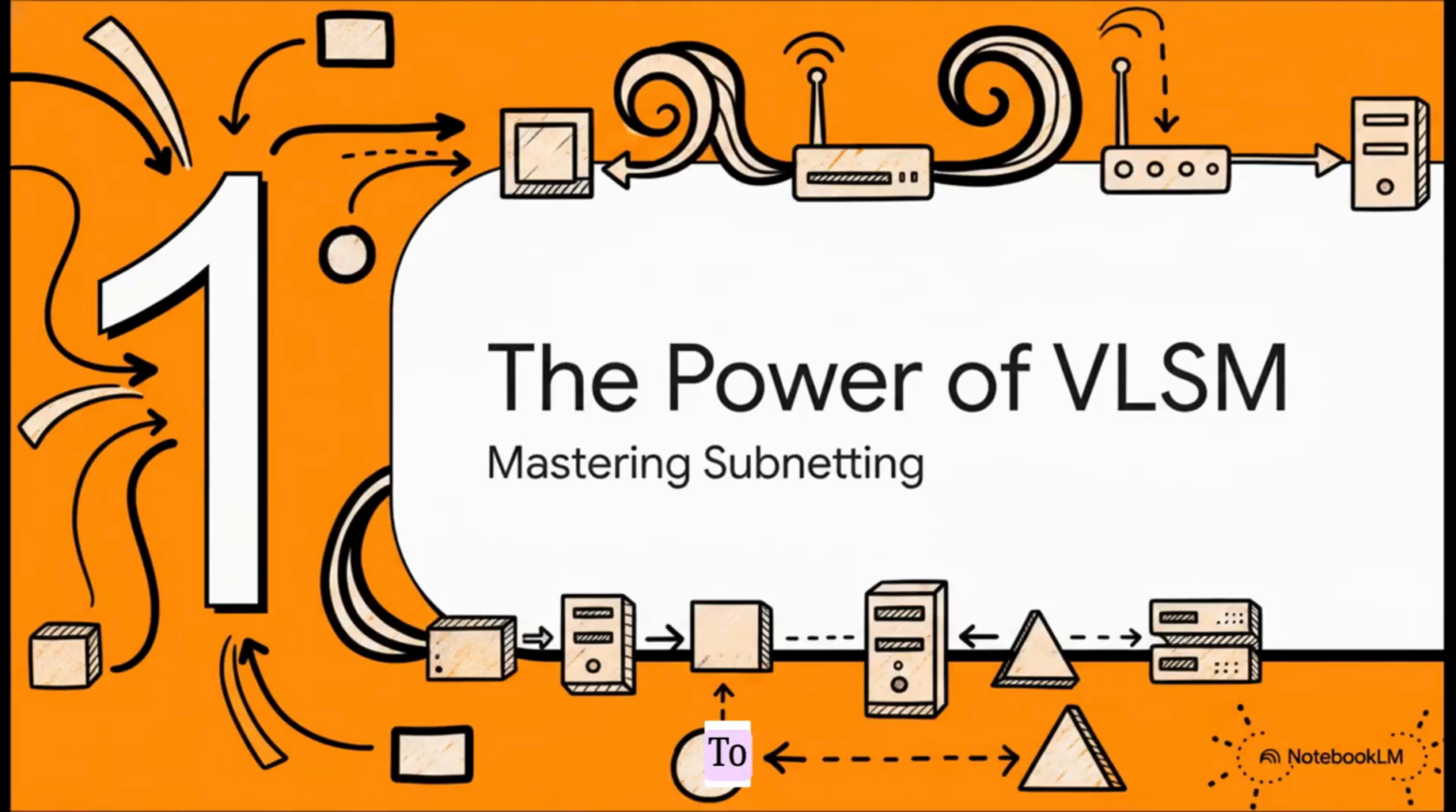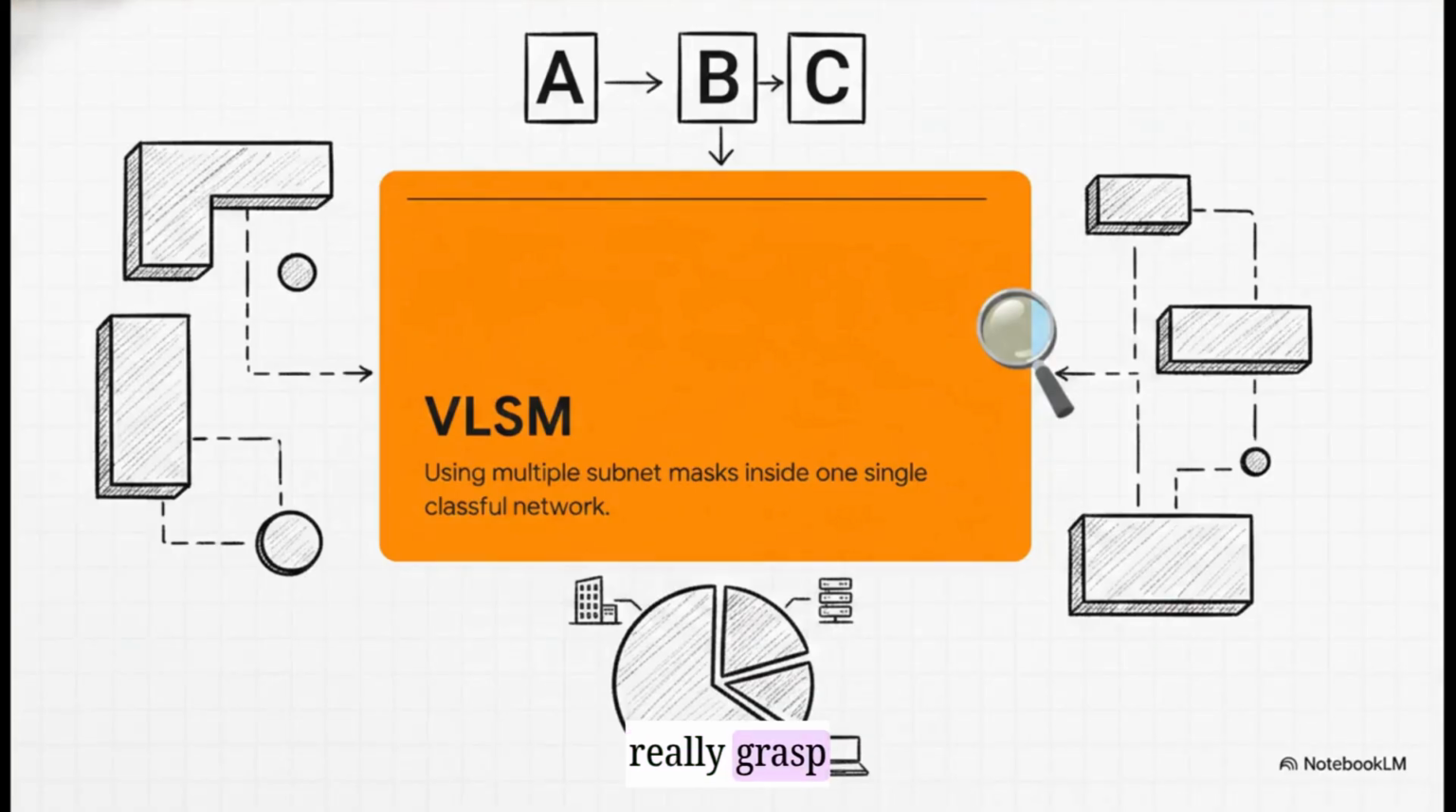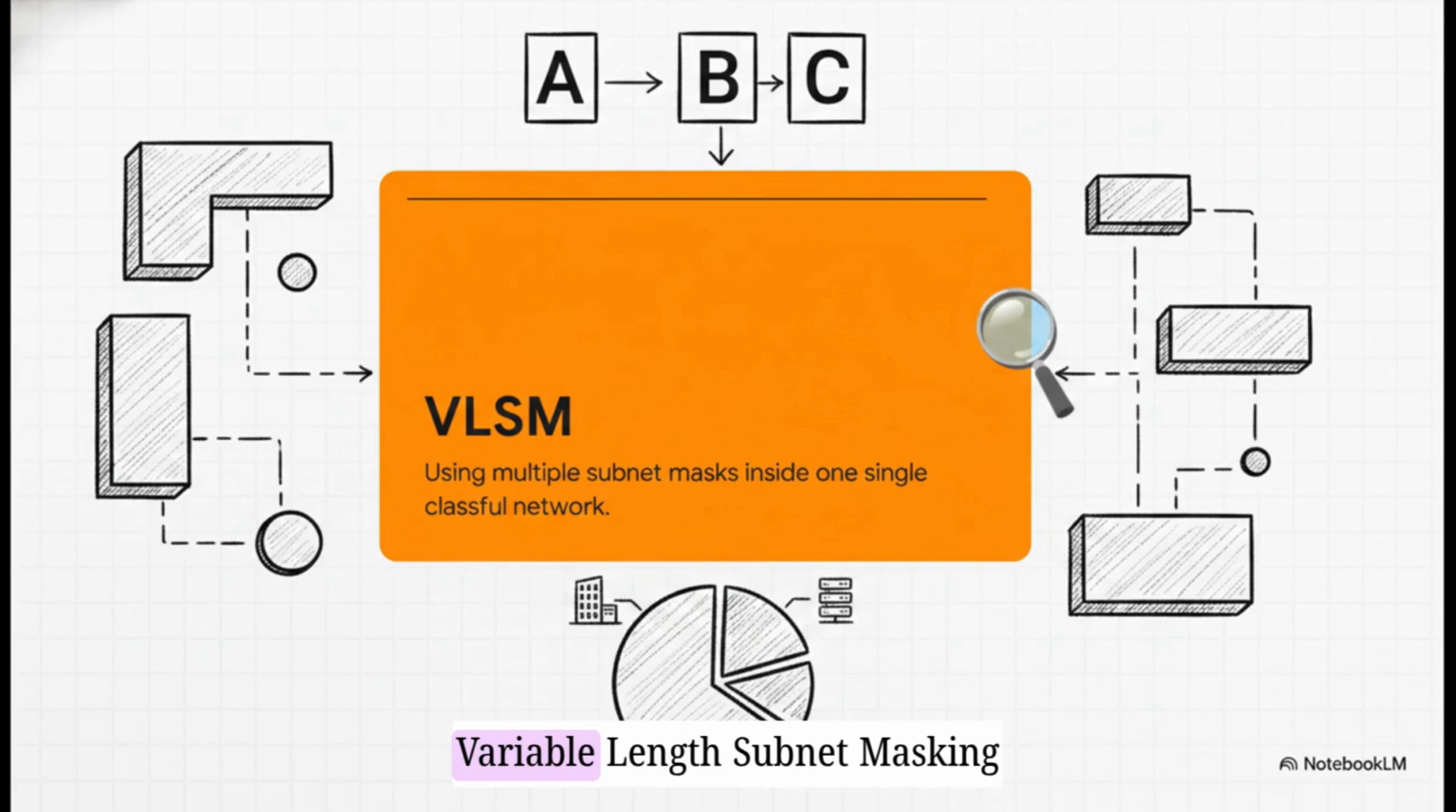The power of VLSM. To really grasp the power of VLSM, we first need a rock-solid definition. Variable length subnet masking simply means using more than one subnet mask for different subnets, but, and this is absolutely key here, within a single classful network. That means inside one class A, B, or C address block, like a 10.0.0.0 network, you aren't forced to just use one uniform mask size for the whole shebang. You can essentially slice that pie into totally different sized pieces based exactly on what each specific location needs.